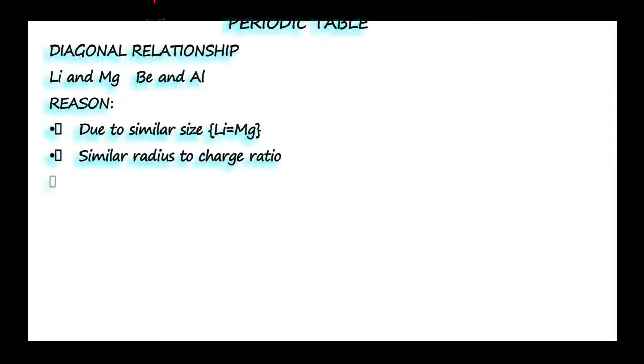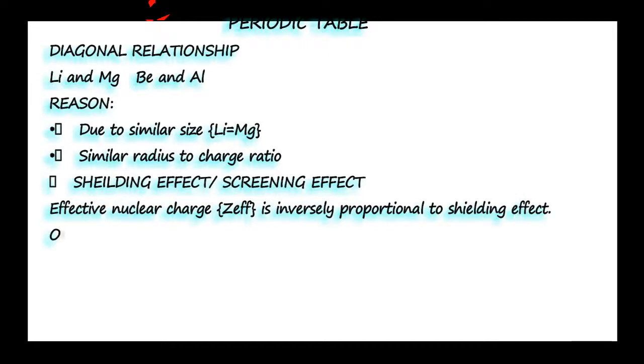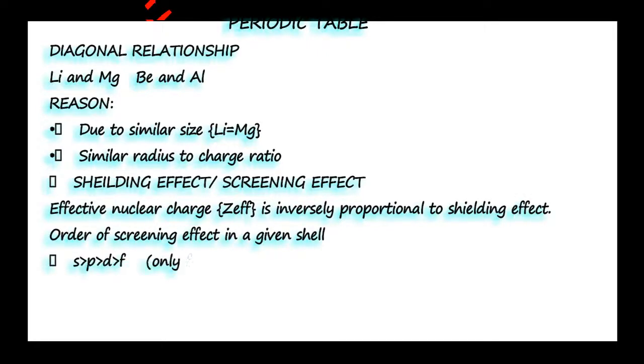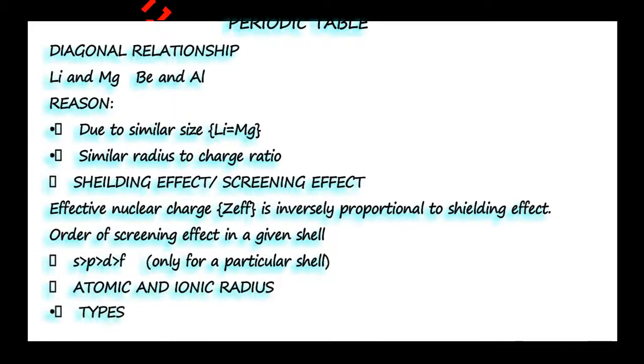These elements exhibit diagonal relationship due to similar size and similar charge to radius ratio. Shielding effect or screening effect. Effective nuclear charge Z effective is inversely proportional to shielding effect. Order of screening effect in a given shell is given as S greater than P greater than D greater than F, only for a particular shell.